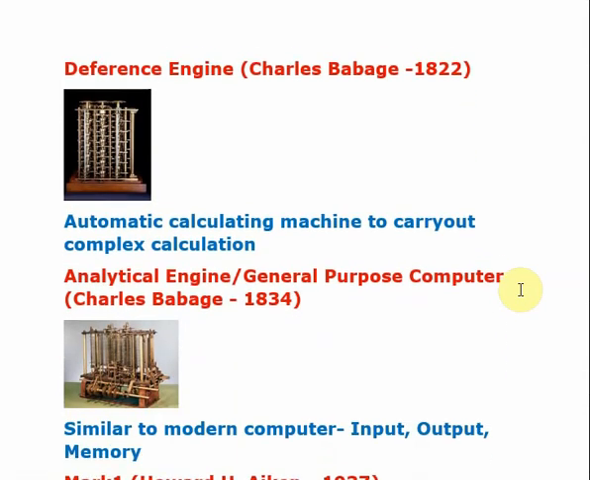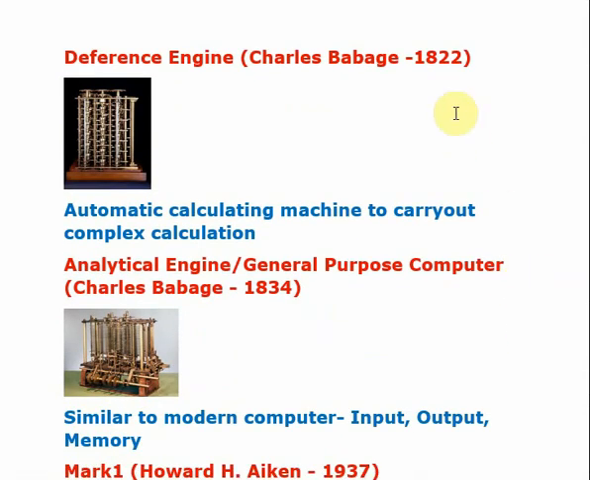Then Difference Engine, Charles Babbage. It is actually an automatic calculating machine to carry out complex calculations. Then later the Analytical Engine, that also by Charles Babbage. You should be able to identify it looking at this picture as well. This is similar to a general purpose computer. Nowadays we use input, output, memory, all included here. It is similar to a modern computer.